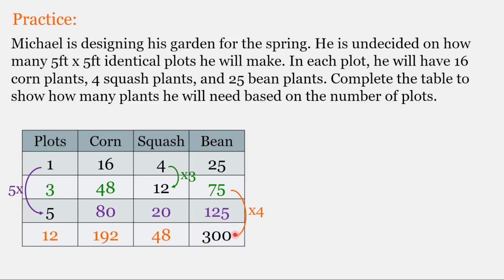Now for this, we could have started with that first ratio with 1 plot and 300 divided by 25, that's 12. So we could have multiplied this first line by 12. But I went ahead and said, well, 300 divided by 75, that's 4. So I'm going to multiply this second line with 3 plots by 4. And that'll give us 12 plots with 192 corn plants, 48 squash plants, in order to have the needed 300 bean plants.